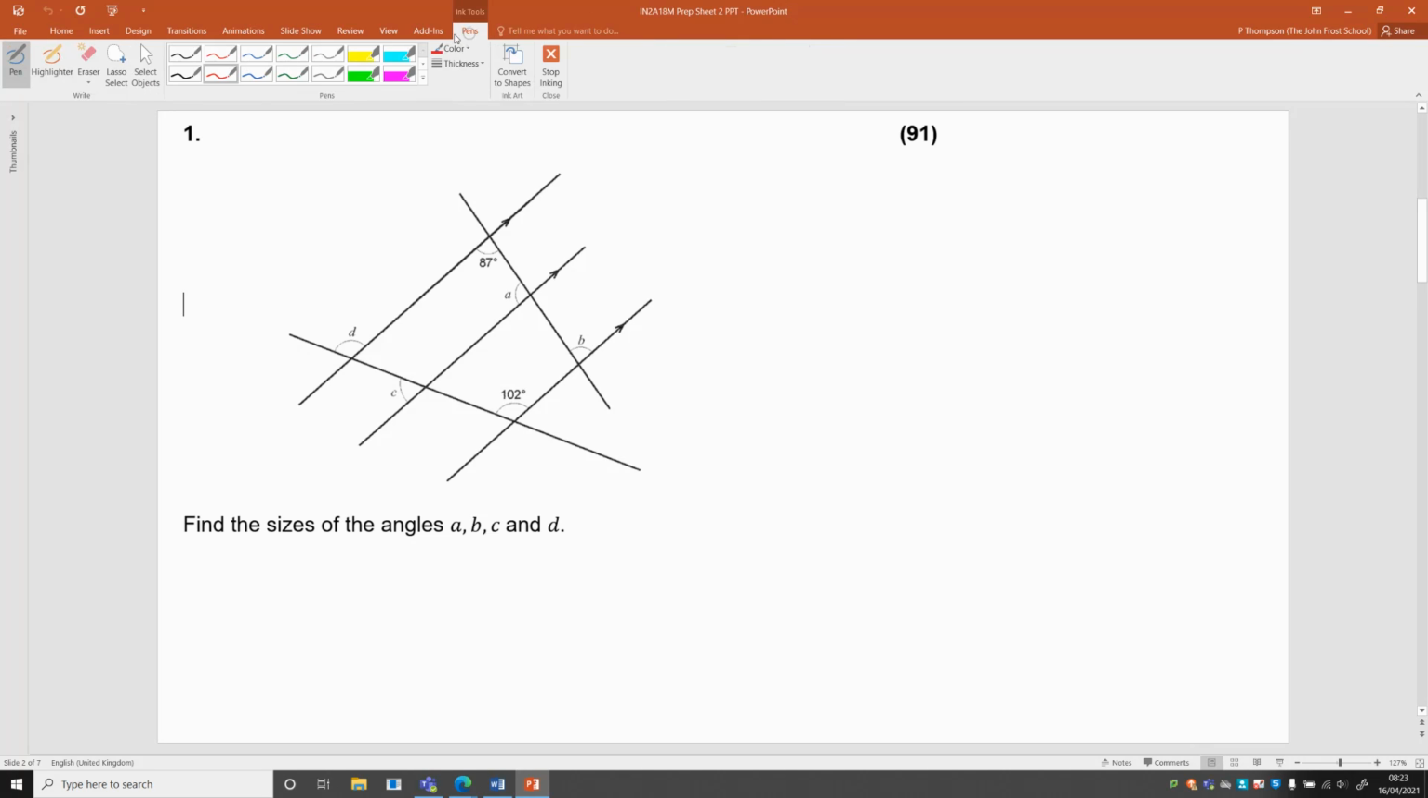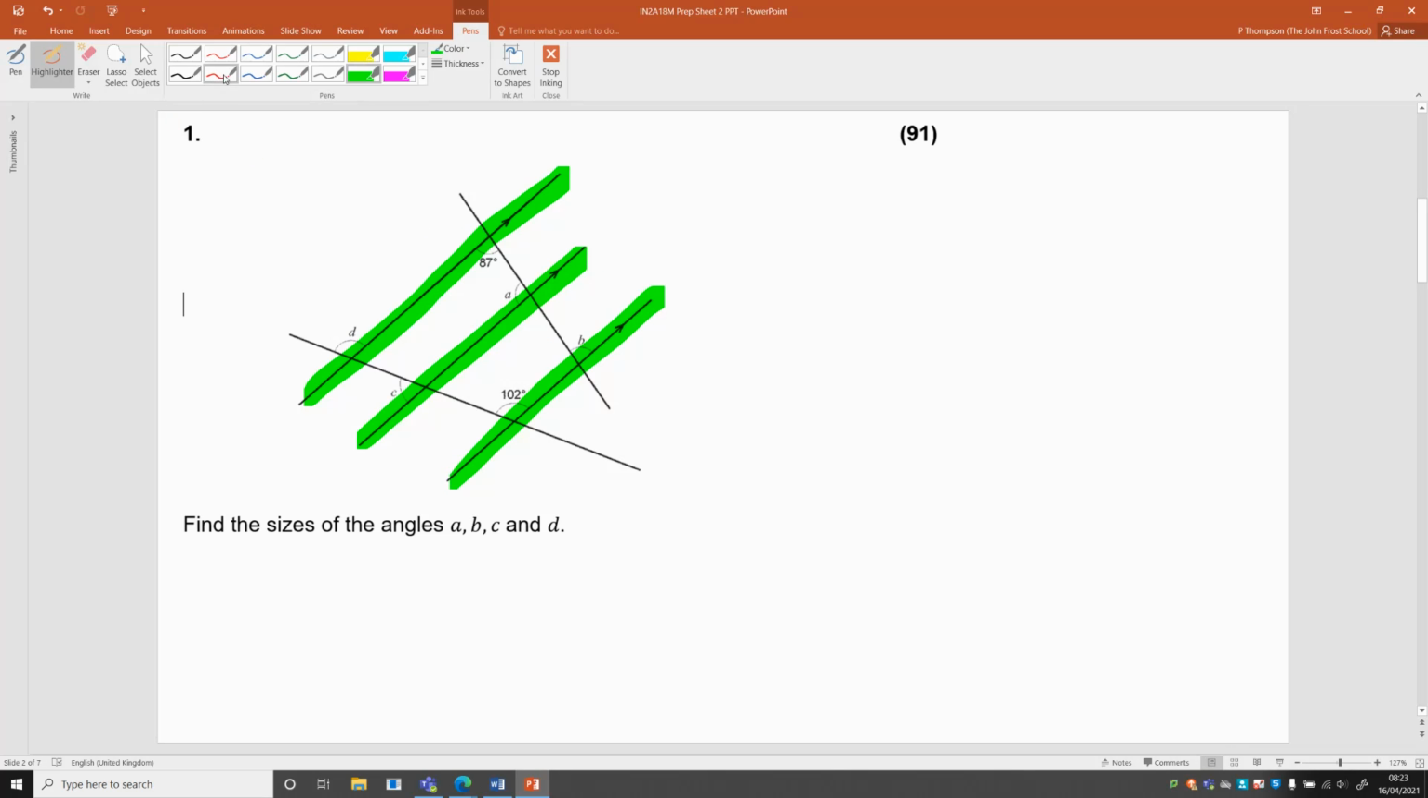Okay, so the parallel lines here. I like to highlight my parallel lines, it just gives me an idea of what's going on and what to look for, basically. There you go, there are my parallel lines. So I've got to find A, B, C, and D, no problem. I just go crazy with opposite angles, corresponding angles, and straight lines.